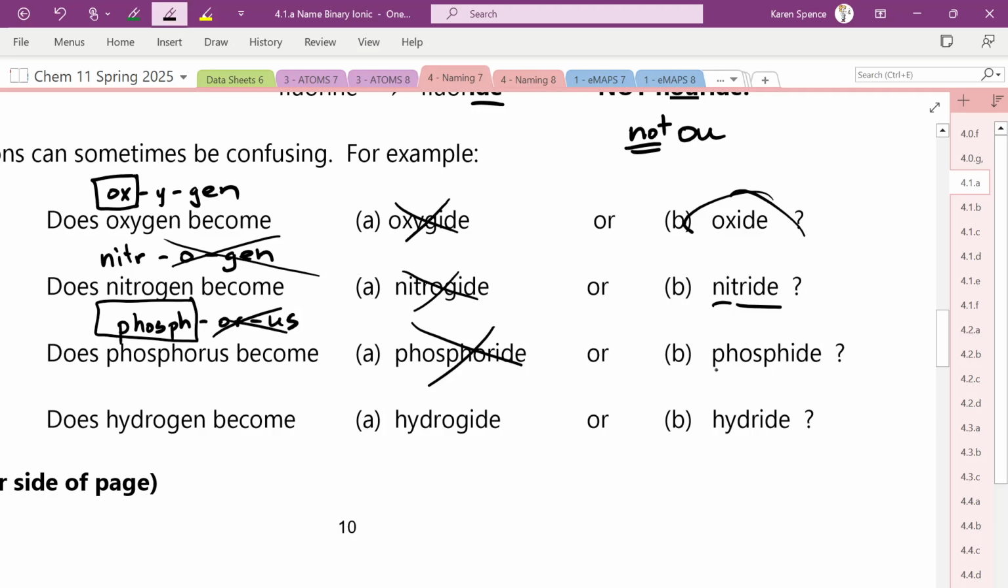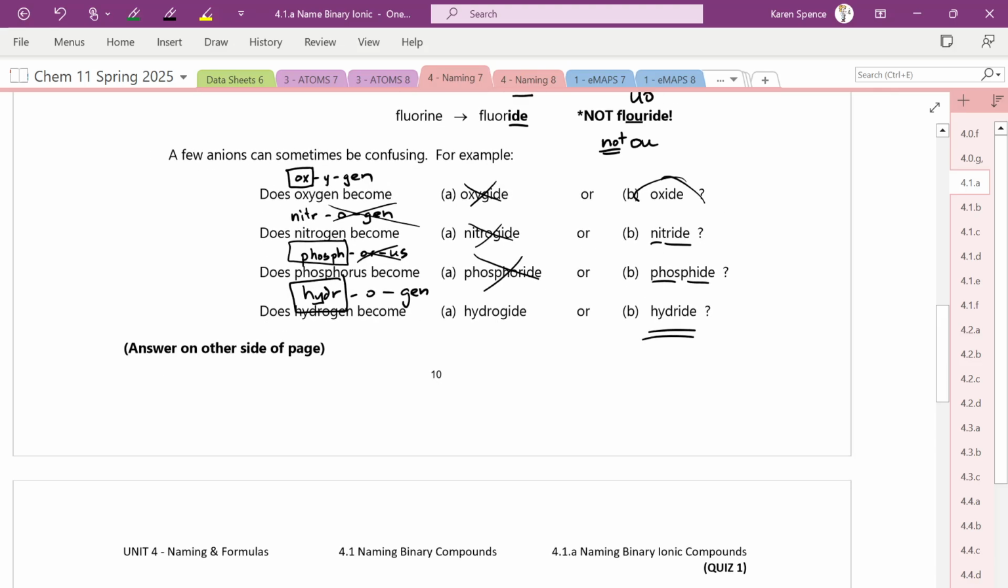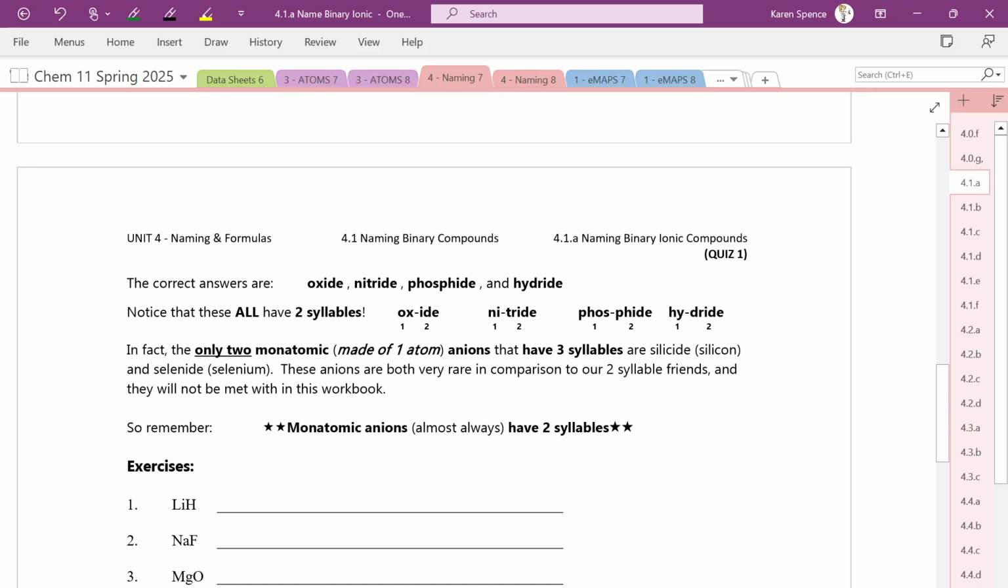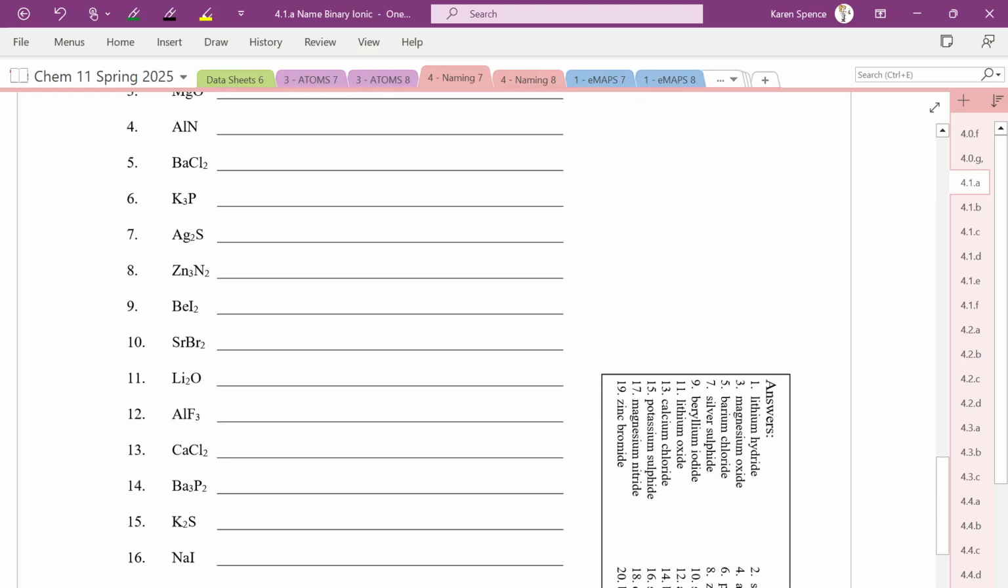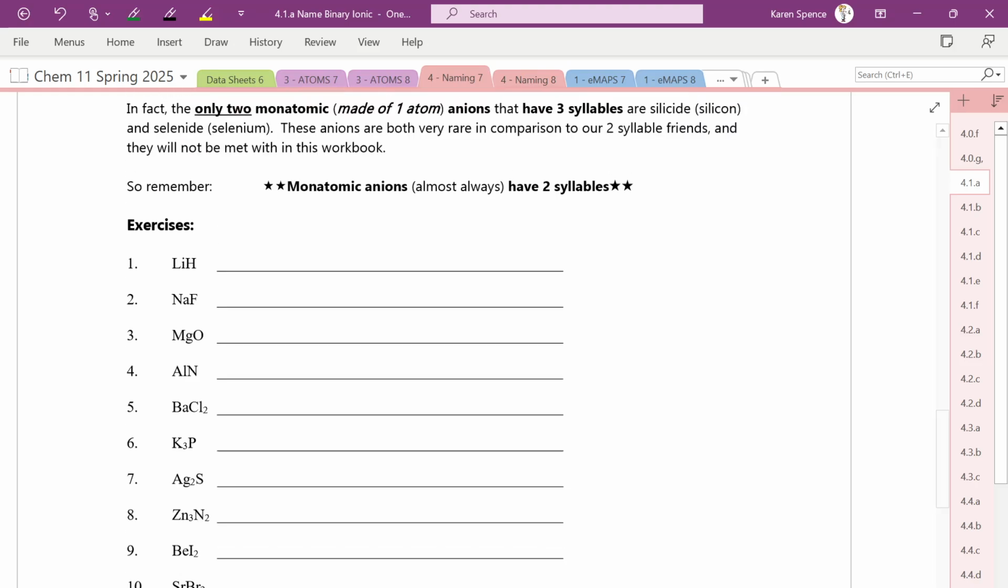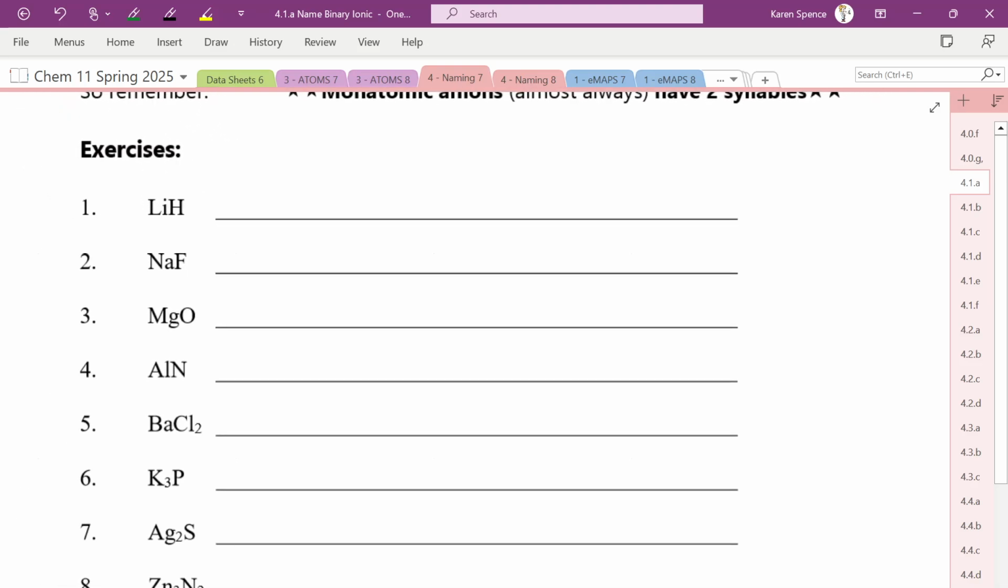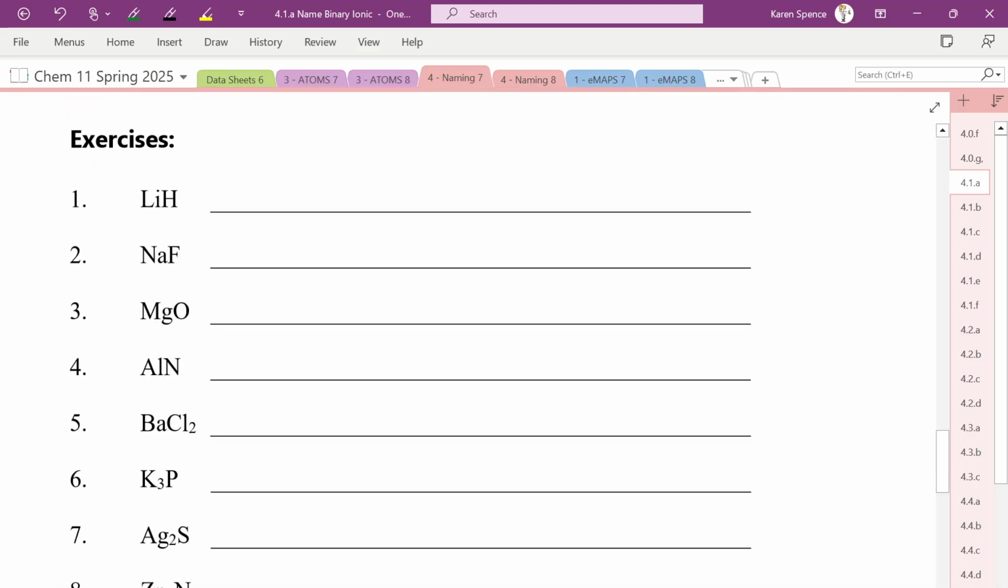All right, phosphide. Hydrogen does not become hydrogide because we have hydro, gen. So just the first syllable, hydride. Okay? So that's the only thing that's like tricky about this at all. We're not even going to spend any time doing this. The only thing, well, we will in a few minutes, but I want to teach you something else and then we'll come back to it, okay?